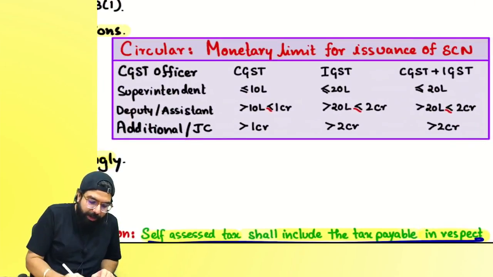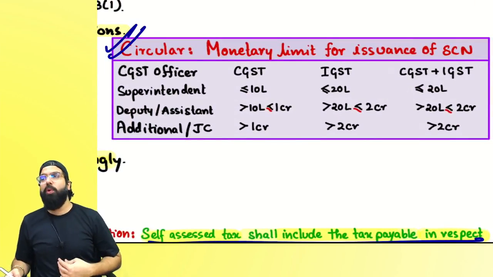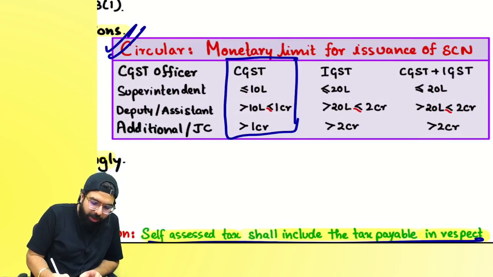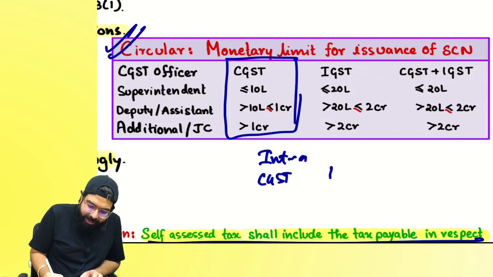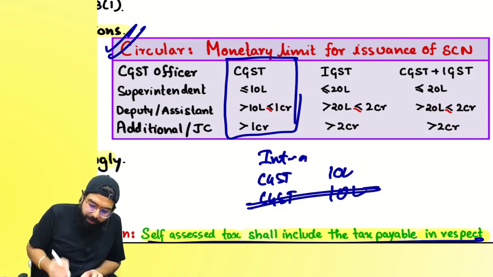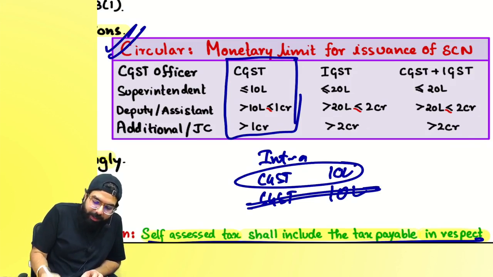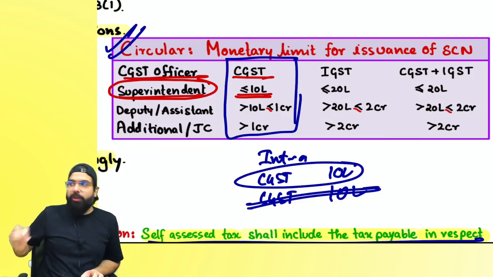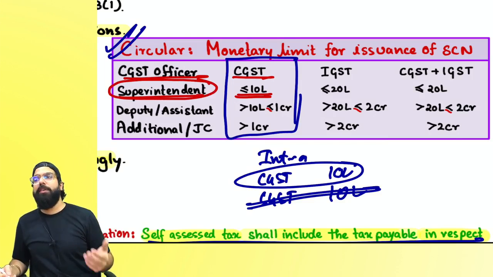Always remember there is a monetary limit given for issuance of show cause notice and the demand order. Sir, supposing in my show cause notice, only an intrastate mistake I have done, CGST is 10 lakh and SGST is 10 lakh. Then always remember, whatever the CGST amount is will be seen. If the CGST amount is less than or equal to 10 lakh, then who will give me the show cause notice? Superintendent, and accordingly the demand order shall be given.